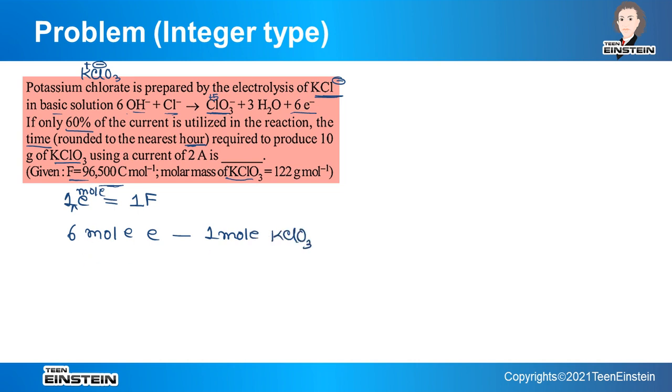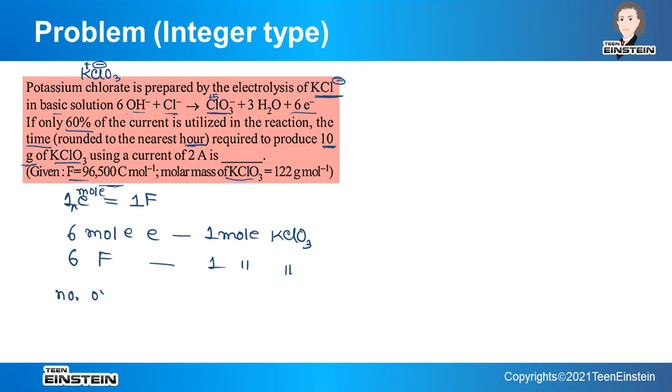So in terms of Faraday, 6 Faraday charge is required for 1 mole KClO3. But we have to find out the time for 10 gram of KClO3. So we have to convert 10 gram of KClO3 to moles, then only we can understand how many moles it is.